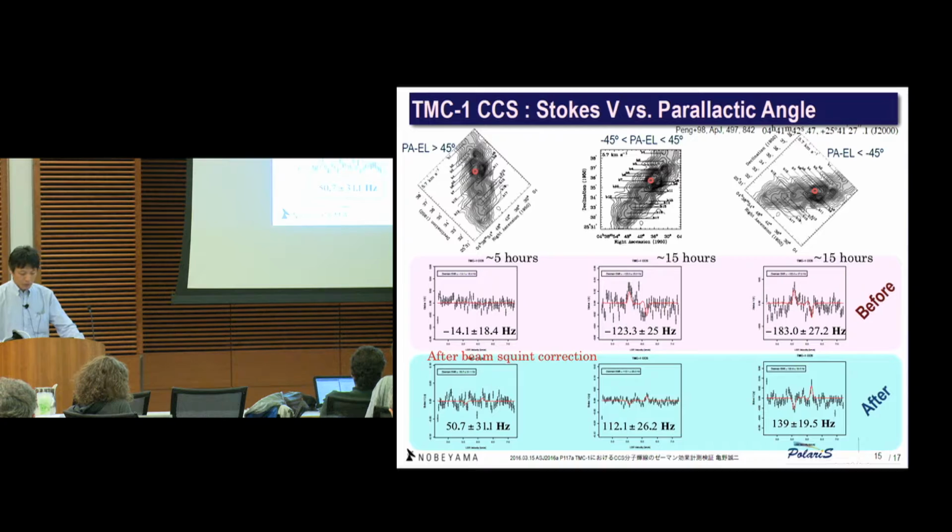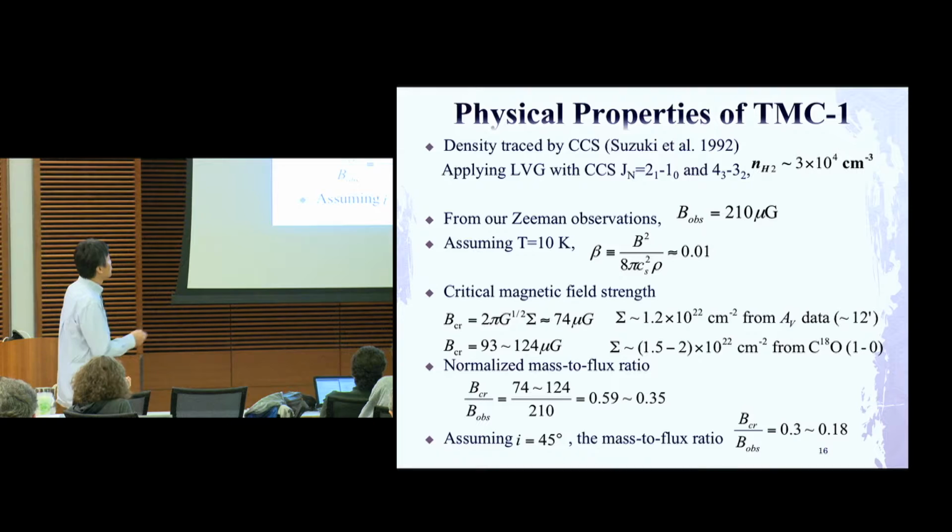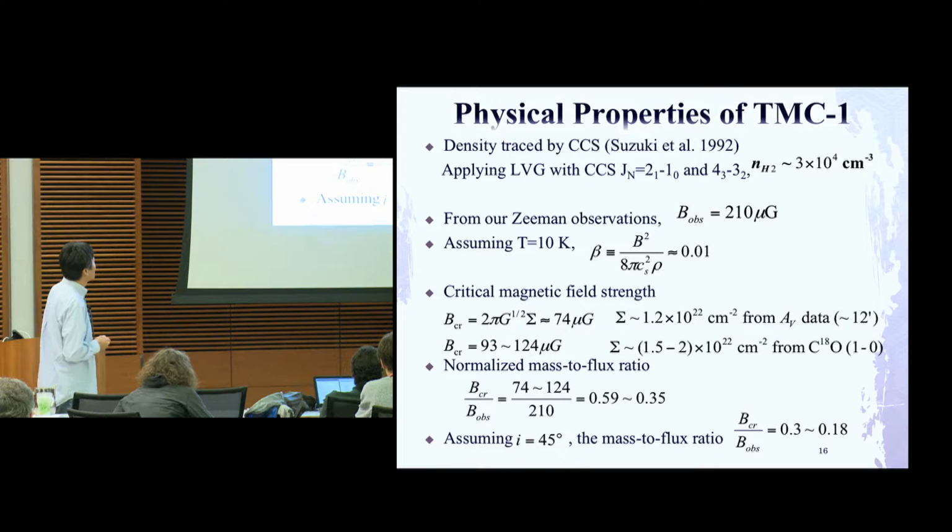And lastly, I estimated several physical parameters of TMC1 using the value we obtained from the Zeeman observation, which is 210 microgauss. And I have time? No? Okay, so I'll mention only one thing, which is the mass flux ratio of this object.